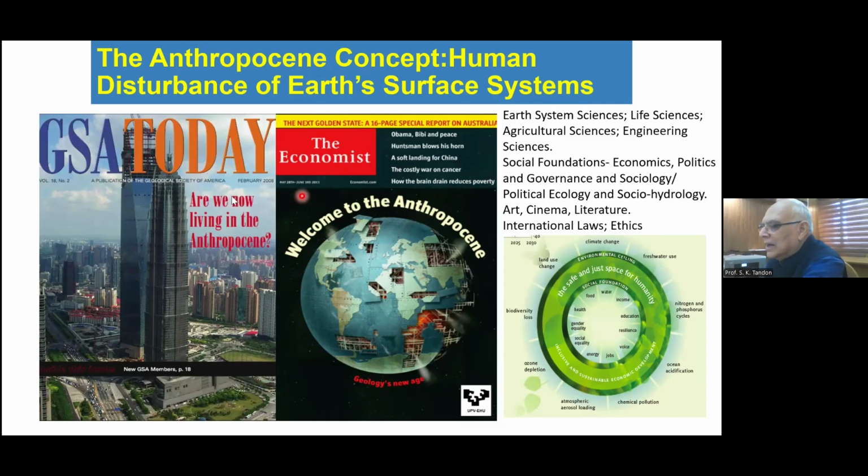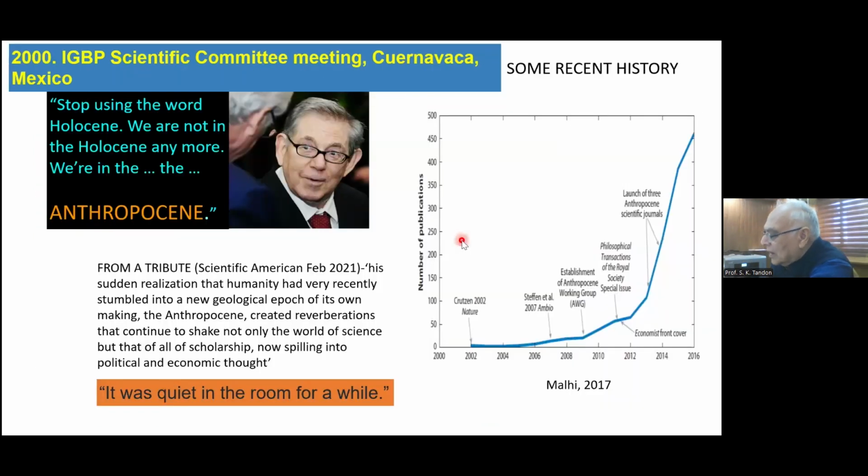And you can see, as evidence of that, GSA Today, which is a popular magazine of the Geological Society of America, carried something like, "Are we now living in the Anthropocene?" on its front page. Even The Economist, which is not a geosciences journal, also has a front page contribution on "Welcome to the Anthropocene." And this was happening almost 15 years ago. So from 15 years ago, all this has started.